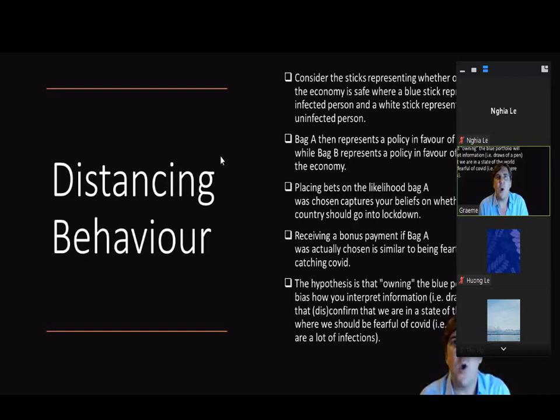So you can imagine that every blue stick is representing an infected person, every white stick is representing an uninfected person. Then what we're thinking about with these bags is that they're representing different policies that vary in how much they want to open up the society and the economy, or how much they want to lock it down. And so, again, we can think about trying to understand the differences in opinions and behaviors as it relates to the current global pandemic is being captured within this experiment.